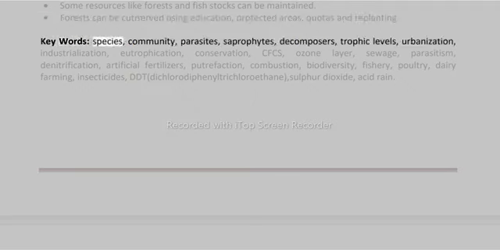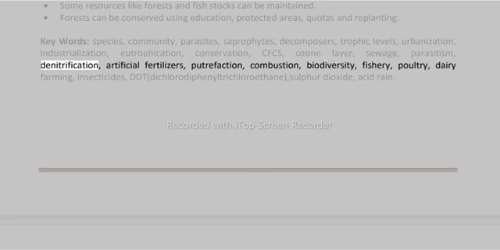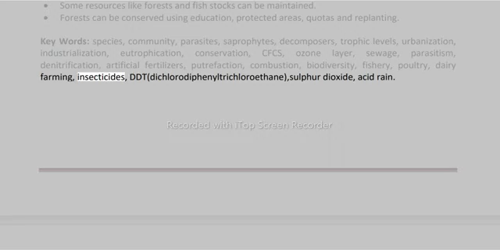Keywords: species, community, parasites, saprophytes, decomposers, trophic levels, urbanization, industrialization, eutrophication, conservation, CFCs, ozone layer, sewage, parasitism, denitrification, artificial fertilizers, putrefaction, combustion, biodiversity, fishery, poultry, dairy farming, insecticides, DDT, dichlorodiphenyltrichloroethane, sulfur dioxide, acid rain.